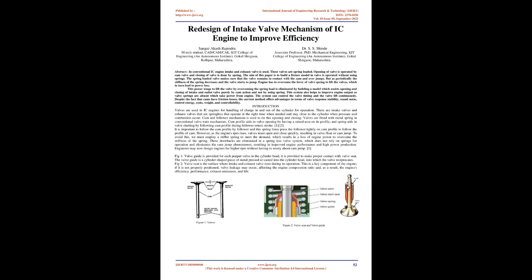Introduction. Valves are used in IC engines for handling the charge in and out of the cylinder for operation. There are intake valves and exhaust valves that are springless, that operate at the right time when needed and stay closed to the cylinder when pressure and combustion occur. A cam and follower mechanism is used to do this opening and closing. Valves are fitted with a metal spring in the conventional valve train mechanism.